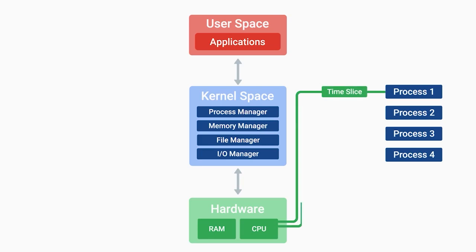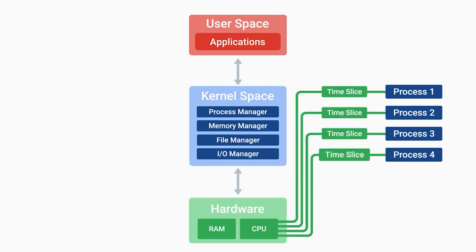The CPU executes one process in milliseconds, then executes another process, then another. To the human eye, everything looks like it runs simultaneously. That's how fast the CPU works.